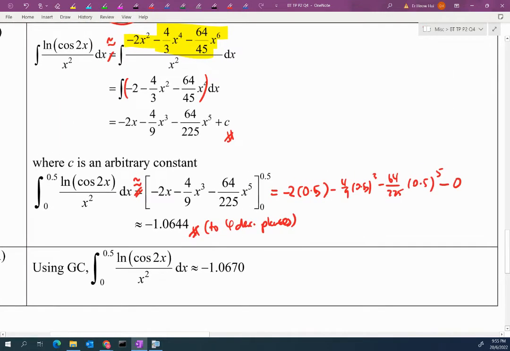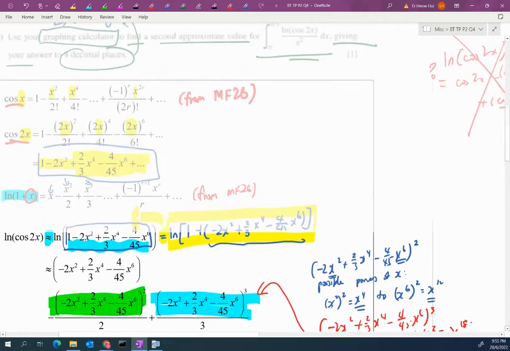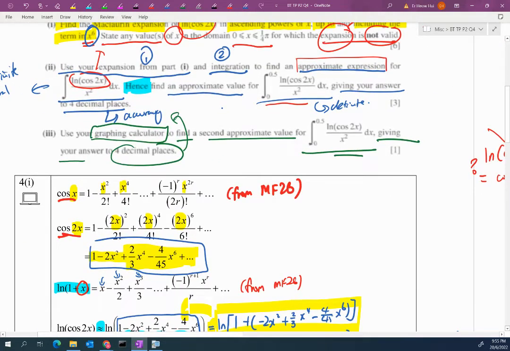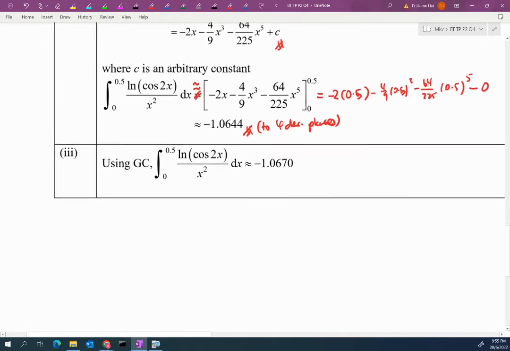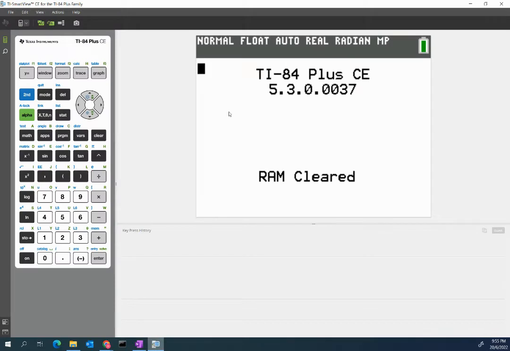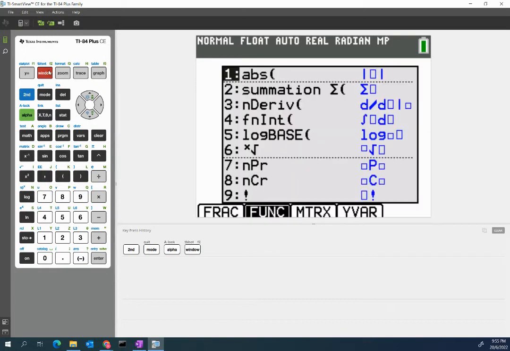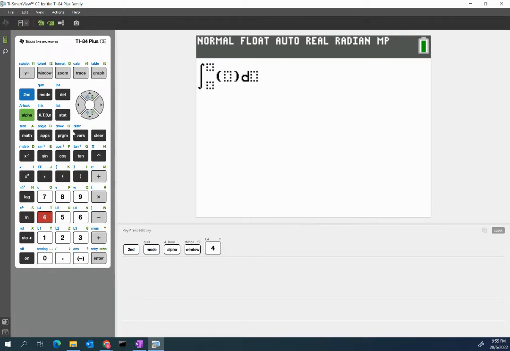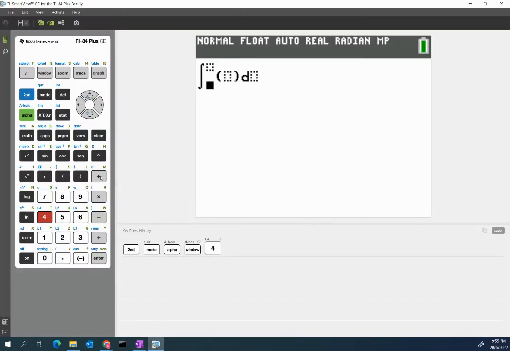Then finally, the last part of the question says to use a GC to find a second approximate value for this, giving the answer to 4 decimal places. So in case you have forgotten how to use the GC, this is a quick demo. At the home screen, you just need to press alpha window. You will see the fourth function being the integration function. You select that. Now the integration works from 0 to 0.5.